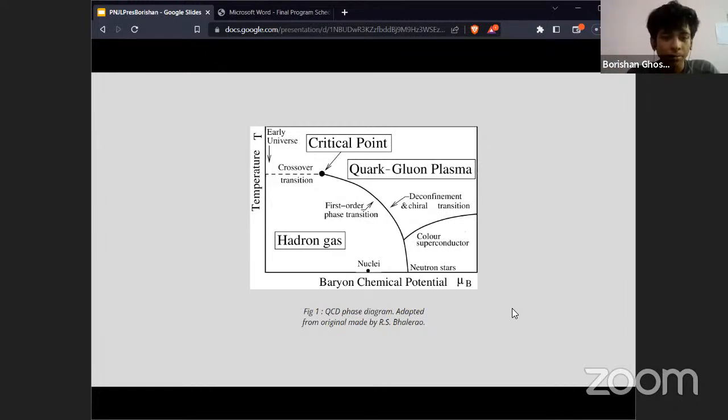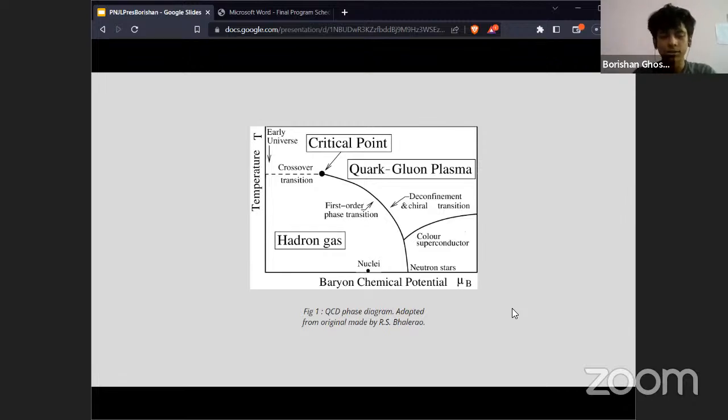You find black boundaries all around, labeled first order phase transition. Now, what is this first order phase transition? A first order phase transition is essentially any phase transition that involves latent heat. Think of ice. When we supply heat to ice, after a certain point, it melts and converts into water. So there is a very clear distinction between the phases of ice and water. And such a distinction is found in this first order phase transition from a hadron gas to quark gluon plasma.